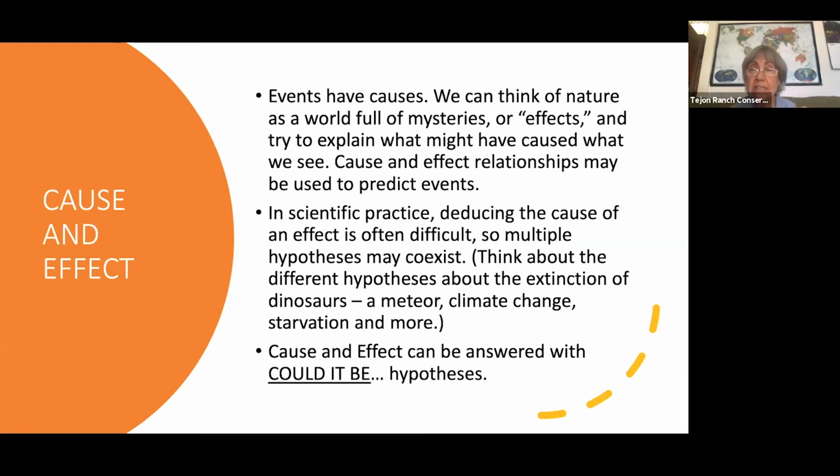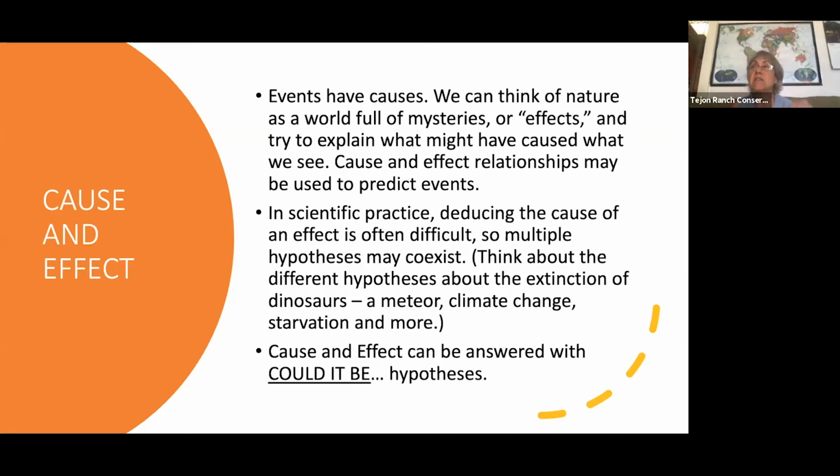In scientific practice, deducing the cause of an event is difficult, and so sometimes there are multiple hypotheses that can coexist with one another. Take, for example, the extinction of the dinosaurs. There are a bunch of different hypotheses for what happened to them. A meteor struck the earth and caused all this debris to get into the atmosphere, which caused it to get cold, and then the animals died of starvation. Or a meteor struck the earth and immediately caused this huge heated environment that killed everything within 15 minutes.